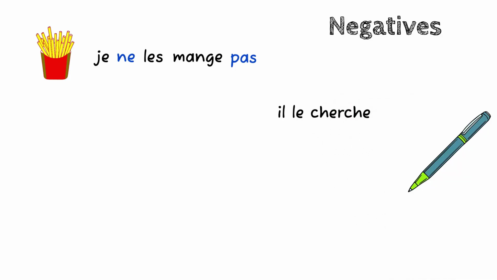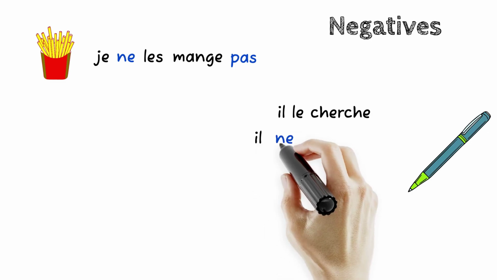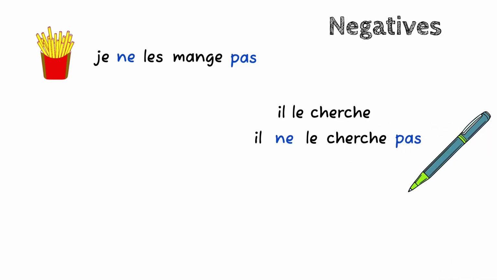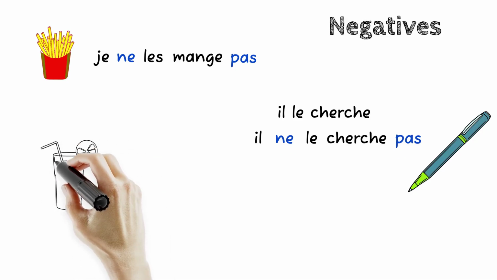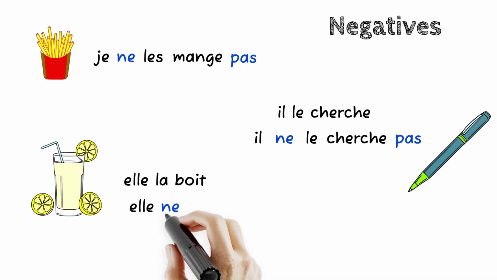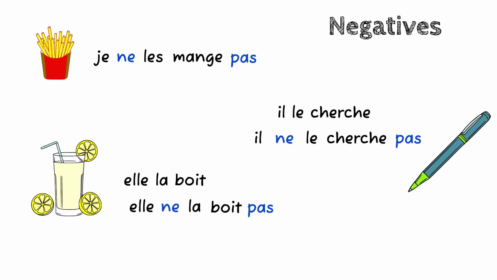Il le cherche, he is looking for it. We want to make it negative, so that would become il ne le cherche pas. He is not looking for it. Again, the le and the cherche between the ne and the pas. And elle la boit, she is drinking it. We want to make it into she isn't drinking it. So again, elle ne la boit pas. Again, keeping the direct object pronoun and the conjugated verb in between the ne and the pas.